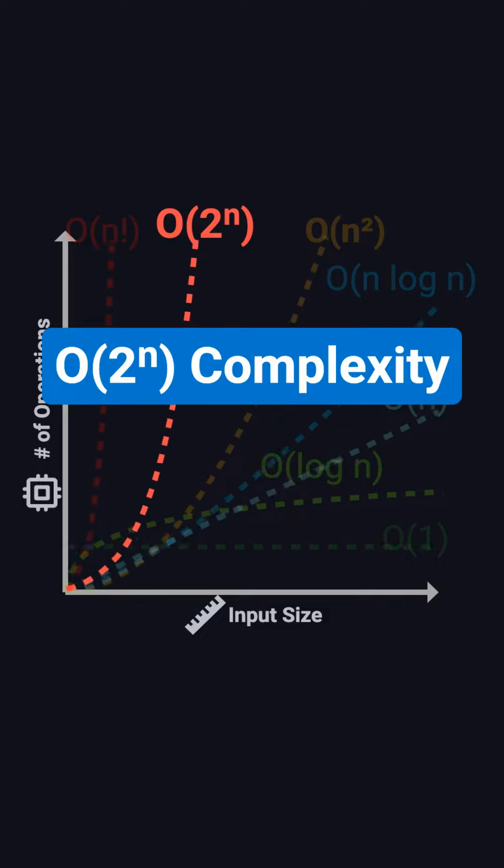Today we're talking about exponential time complexity, written as O of 2 to the power of n. This means the runtime grows exponentially with the size of the input. For every extra element we add, the amount of work can roughly double. To make this idea more concrete, we'll use a classic example, the power set, which is the set of all subsets of a given collection.